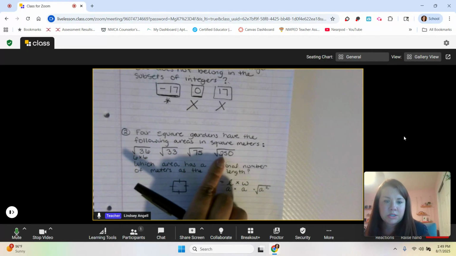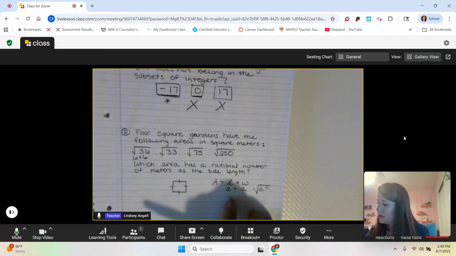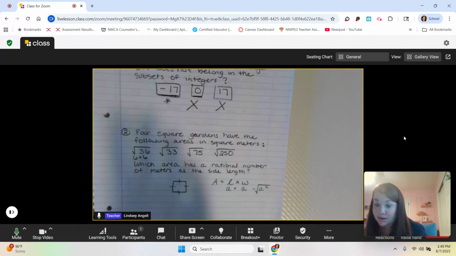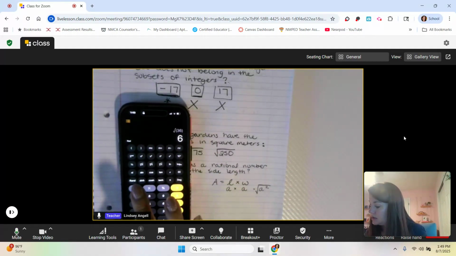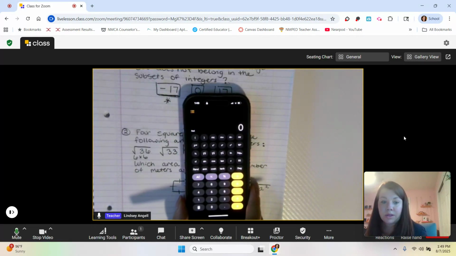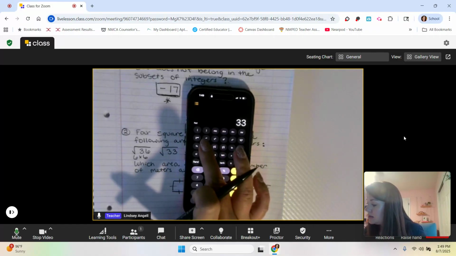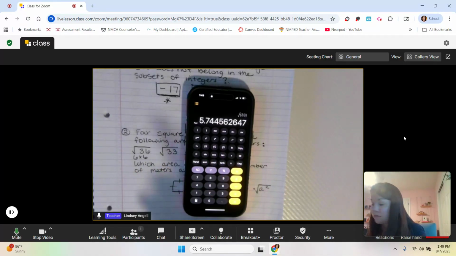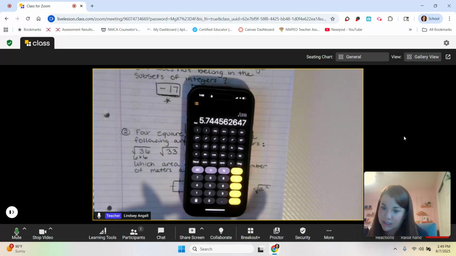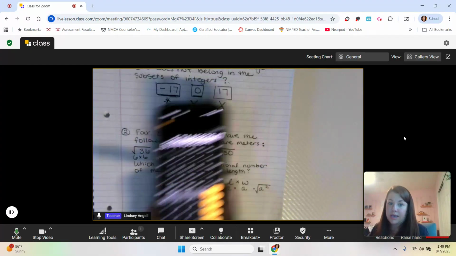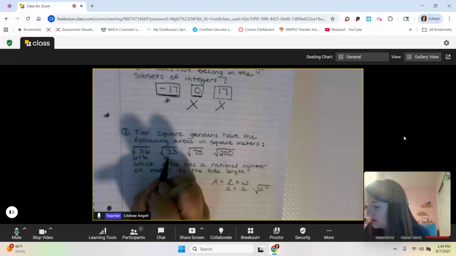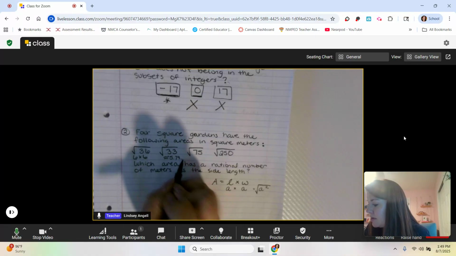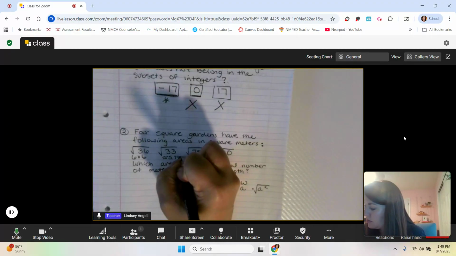Well, let's see, can we do that same thing and get a rational number as our answer? Okay, so let me clear that. Let's do, what was our next one? 33. 33 square root equals, oh my goodness, look at that. That is not a rational number, okay? That is an irrational number. Look, it goes on forever and there's no pattern. It would continue if my calculator were bigger, okay? So this one, it would be about 5.74, but we know that's not even the right one, right? Times itself.